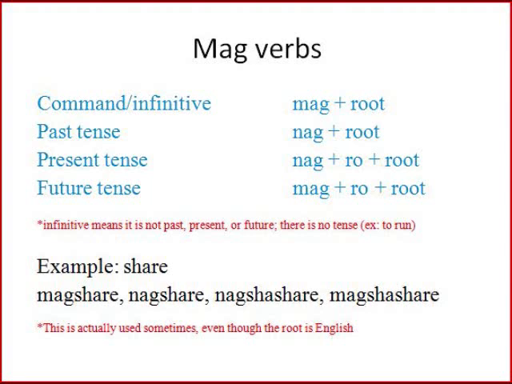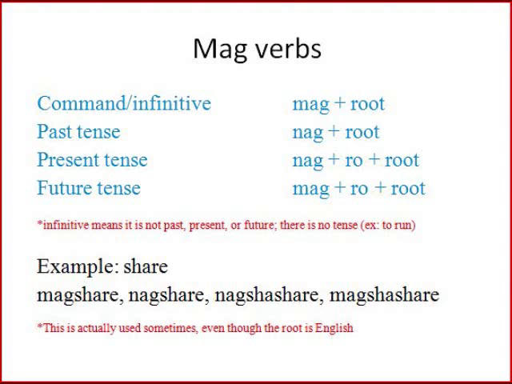The command form is also the infinitive form, which means that there is no tense. It's like saying, to run. It's not past, present, or future. The command form is created by sticking mug in front of the verb root. Mug root. Past tense is created by sticking nug in front of the verb root. Nug root. Present tense is created by sticking nug in front of the verb root and repeating the first syllable of the root. Nug root root. Future tense is created by sticking mug in front of the verb root and repeating the first syllable. Mug root root.